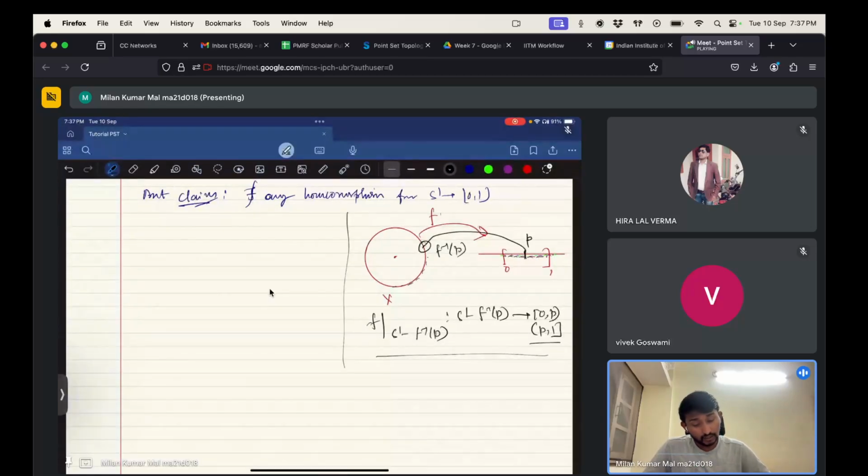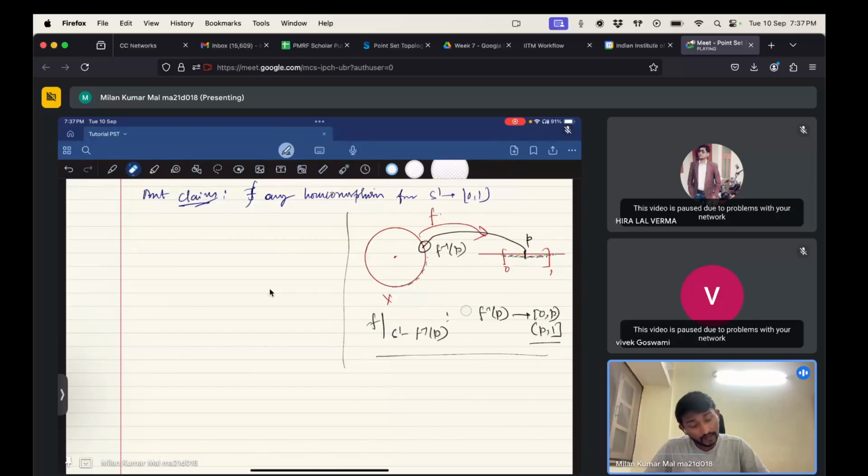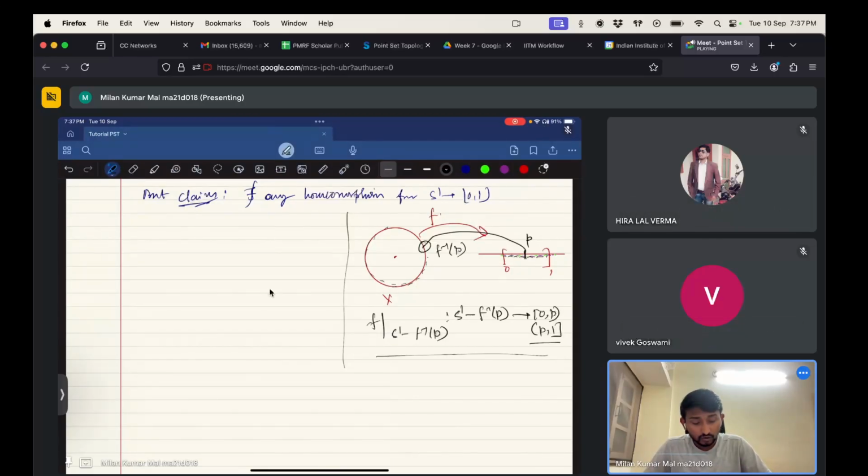Now, if it is continuous, it should map a connected set to a connected set. If you look at the circle, after removing the point F inverse of P, it will look like something just bending, like this. So that is connected. But the interval after removing P will not be connected. So we have a connected set whose image is not connected, even though the map is continuous. That is the contradiction.